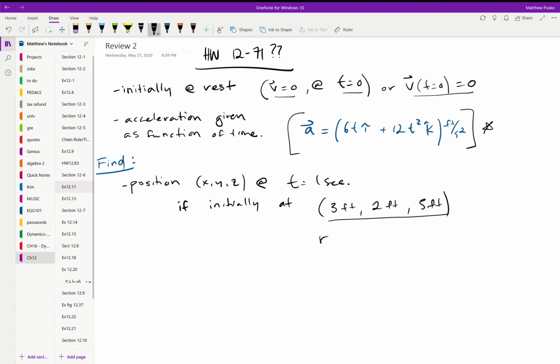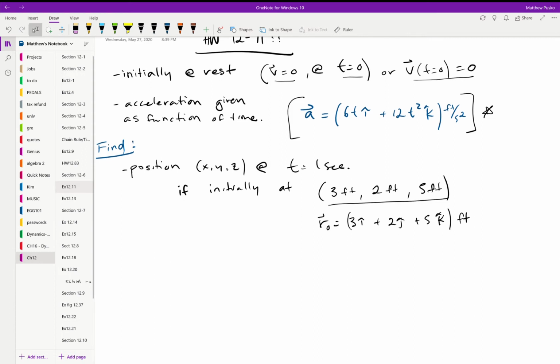This would be a position vector r0 of 3i plus 2j plus 5k. I would do that right away. And it's in feet. So since we're given the acceleration, let's start with the definition of acceleration. It's equal to the derivative of velocity with respect to time.